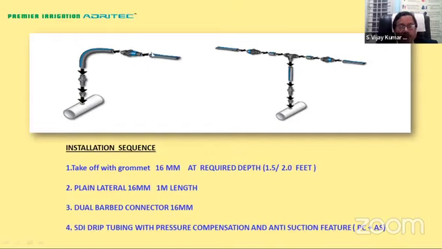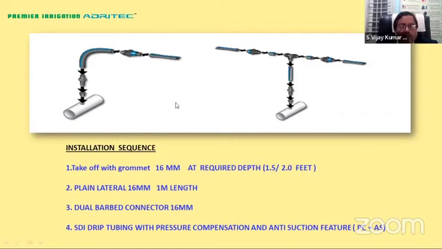Either you could have an elbow kind of a connection or you can have a T connection, if you're going to have the lateral on both the sides. Then we will start initially with 1 meter of blind tube or a plain lateral tube, after which we'll have a connector, and then we are going to have the inline drip irrigation tubing. And that is how the whole thing is done.